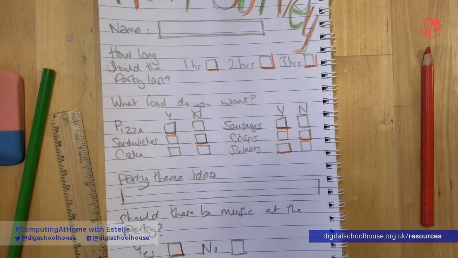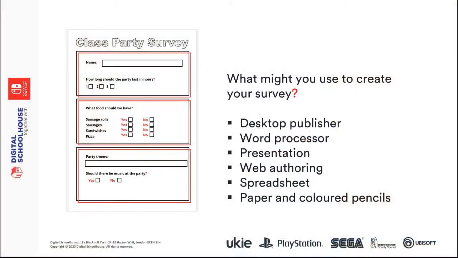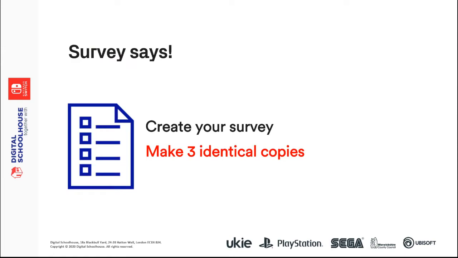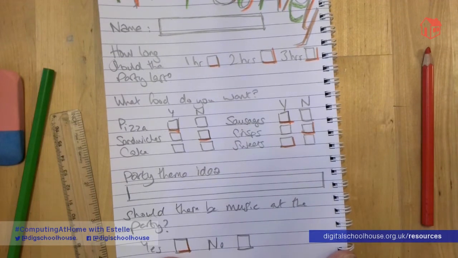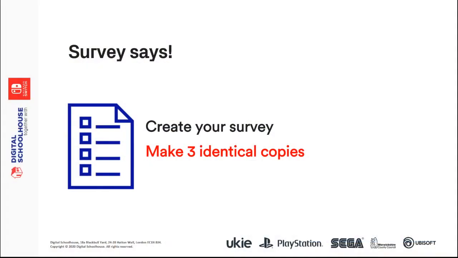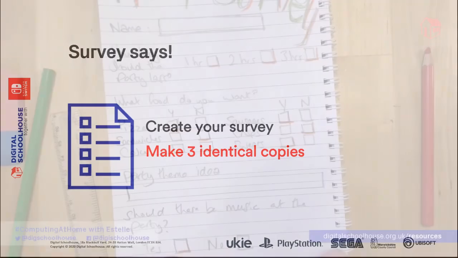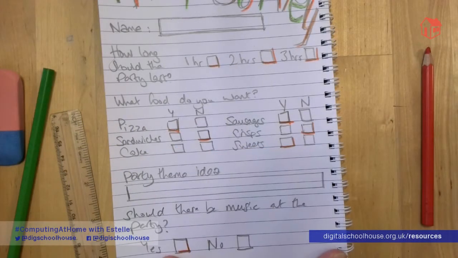Once you've finished that survey and you've finished adding some colour to it so it looks really nice, the next thing that you're going to do is design yourself 3 identical copies. So you're going to take the copy that you've designed on paper. If you're lucky enough to have access to a photocopier at home, then you could do photocopies of it, or you just need to do identical copies onto 2 more sheets of paper. So take your survey and create yourself 3 identical copies of the survey.